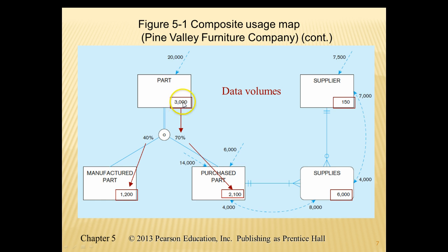The number in the lower right hand corner indicates the number of records in each entity, and notice that the part entity has 3,000 records, and of those 40% belong to the manufactured part subtype, and 70% belong to the purchased part. And then there are 150 suppliers that provide 6,000 supplies to create those parts.